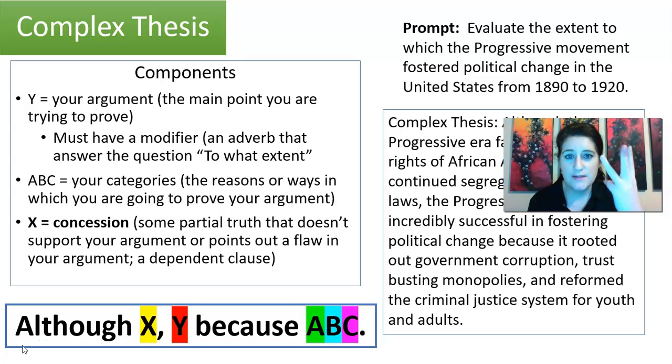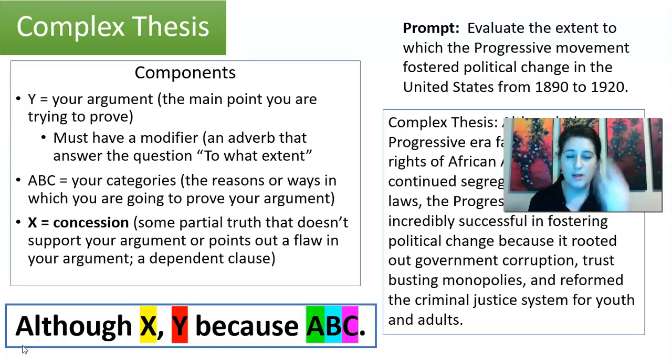What is a complex thesis? There are three components to a good complex thesis statement. The first one is why, which is your argument, the main point that you're trying to prove. You want to make sure that you have a clear position and that modifier, that adverb that answers the question, to what extent. The second part, number two, is your categories. These are the reasons or the ways in which you're going to prove your argument. They become the body paragraphs for your essay.